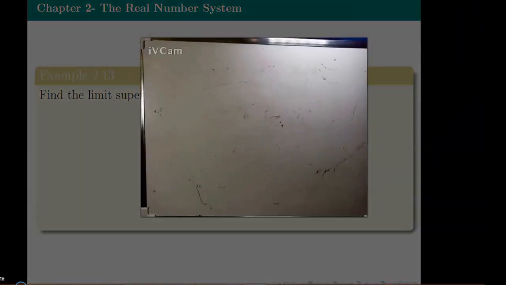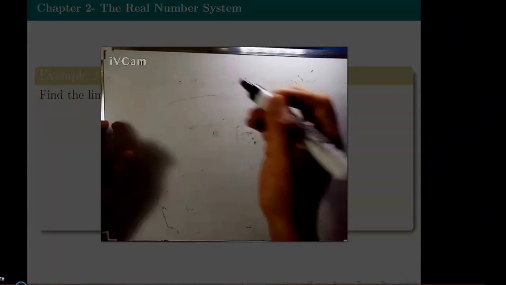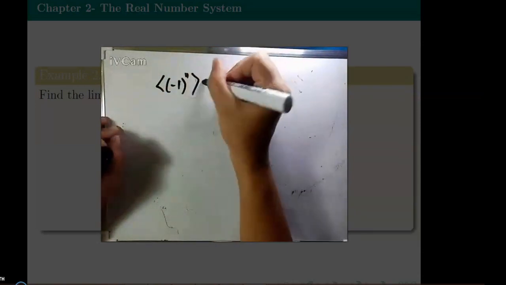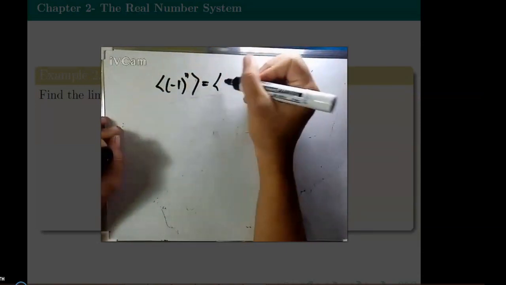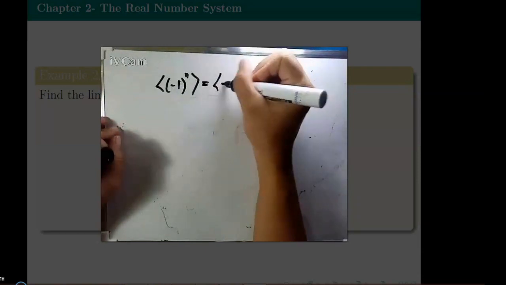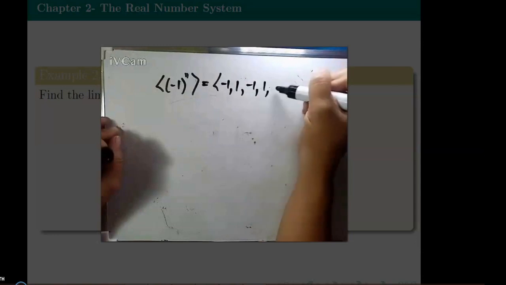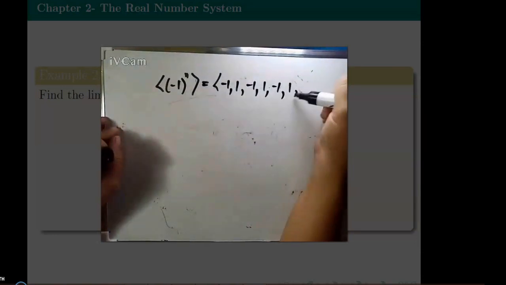Now let's have here our example. We are to find the limit superior of this sequence. So this sequence is the same as when n is 1, negative 1, 1, 1, 1. So this is our sequence.